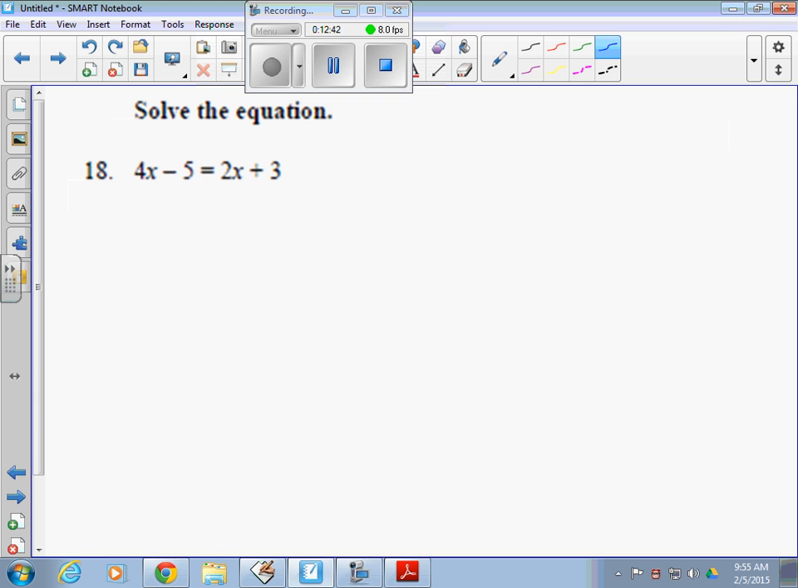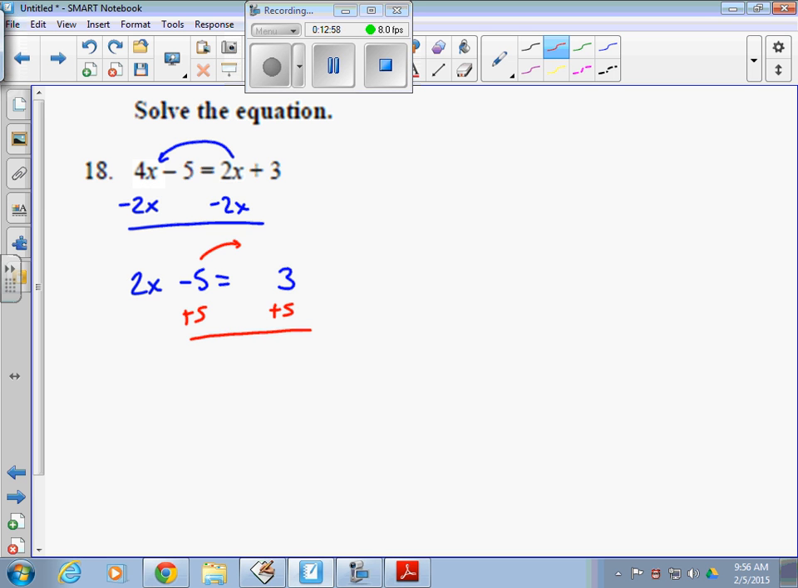Solve the equation. Move your smaller 2x over to your larger 4x side by subtracting 2x on both sides. 4x minus 2x is 2x minus 5 equals 3. Move your minus 5 to the other side by adding it. If you add it there, add it here. 2x equals 8. Then get x by itself by dividing by 2. X is 4.